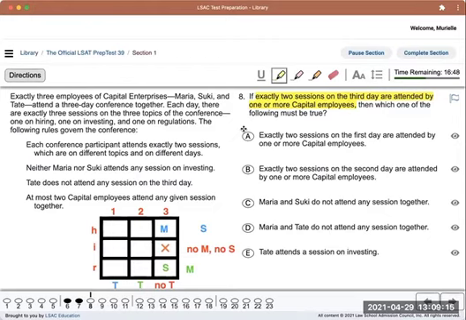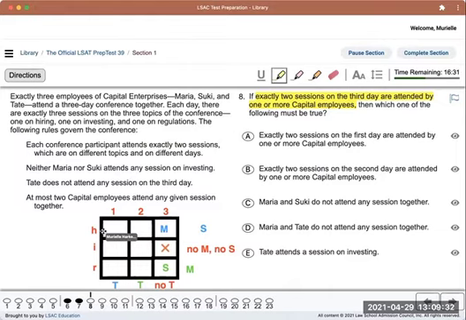A, exactly 2 sessions on the first day are attended by 1 or more capital employees. So 2 sessions on the first day by 1 or more.